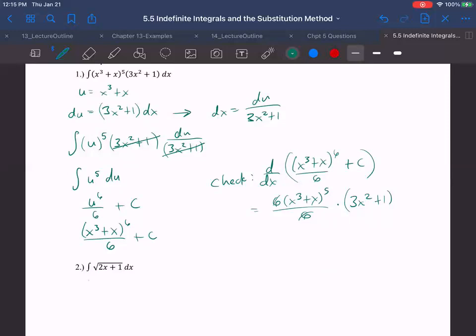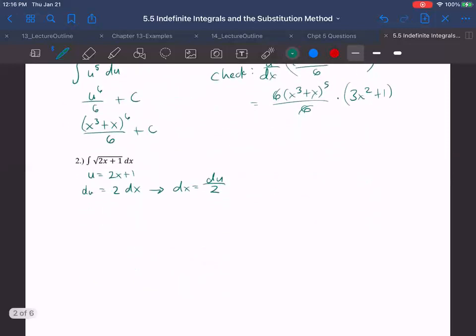Let's do u equals 2x plus 1. And then we take the derivative, right? So this is du equals 2 dx, right? And that tells us then that dx equals du over 2. And now we go and do our substitution. So our integral becomes the square root of u, and then dx becomes du over 2.